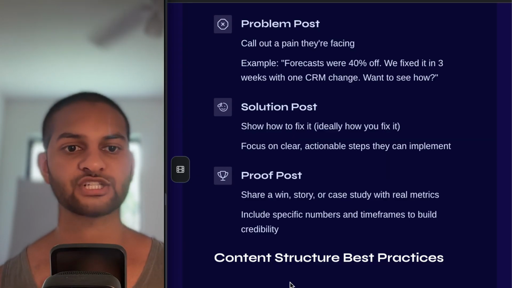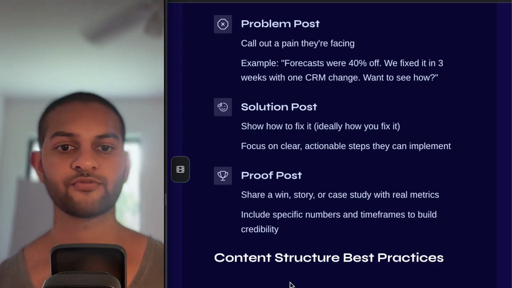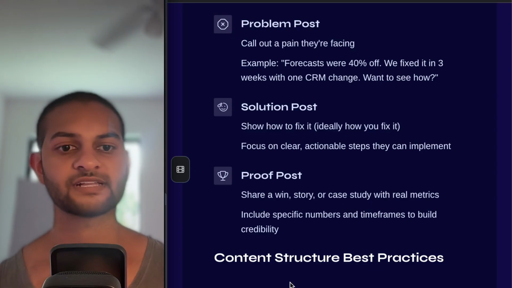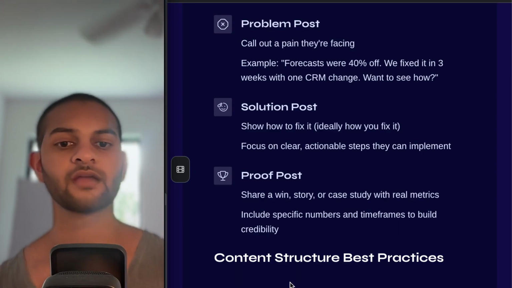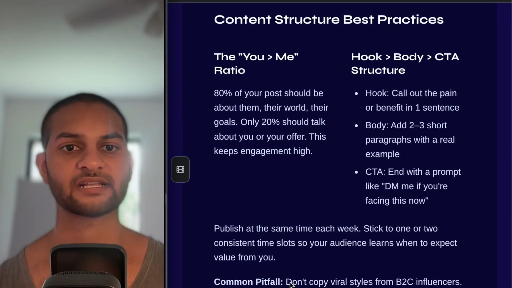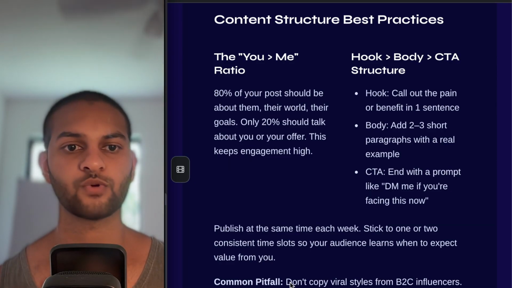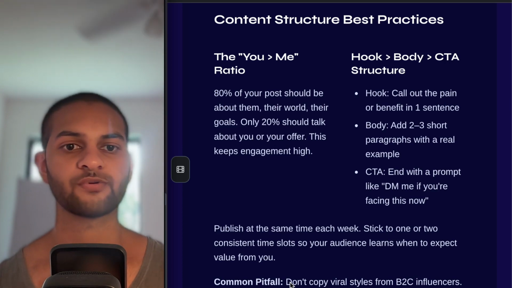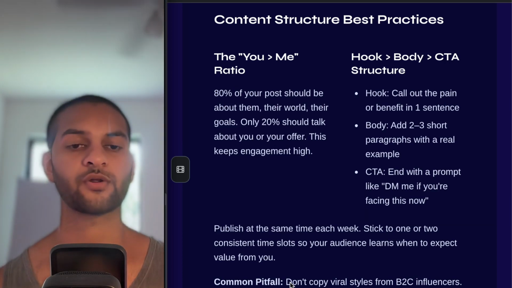Focus on clear, actionable steps they can implement. Proof posts share a win story or case study with real metrics. Include specific numbers and time frames to build credibility. Content structure best practices. You greater than me ratio. 80% of your posts should be about them, their goals, or their world. Only 20% should talk about you or your offer.